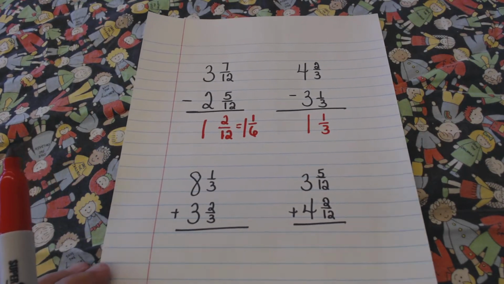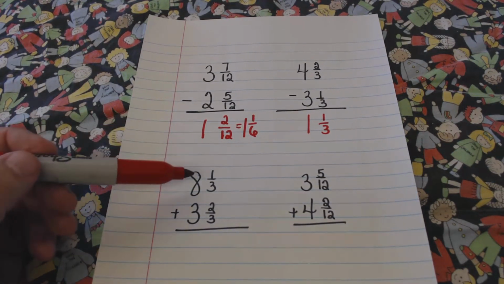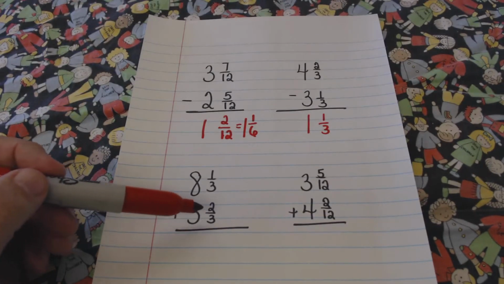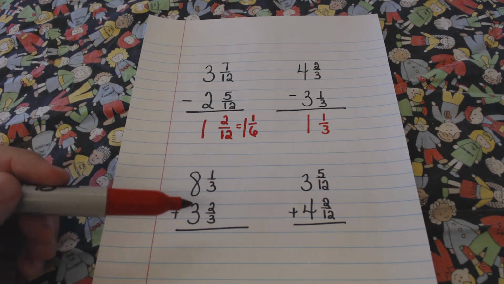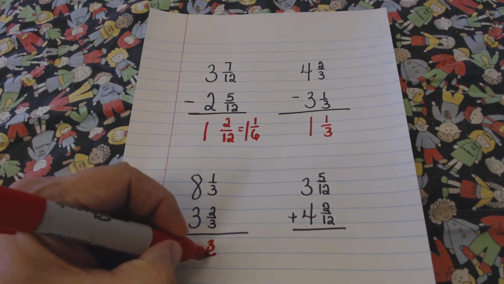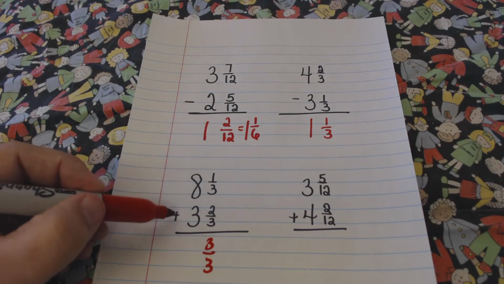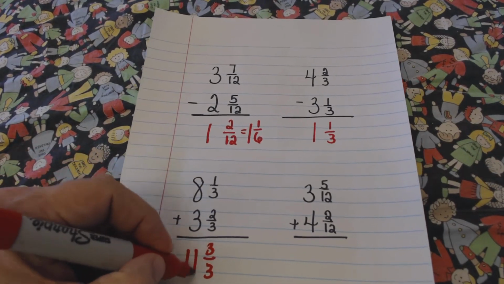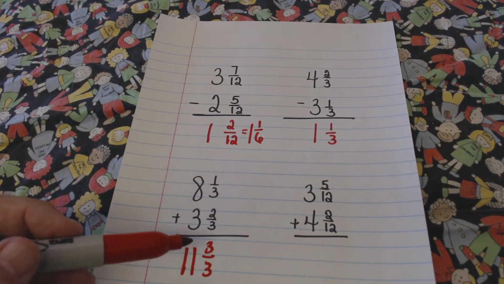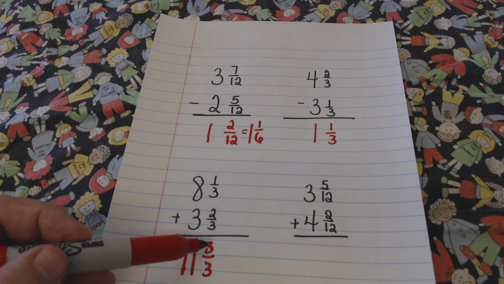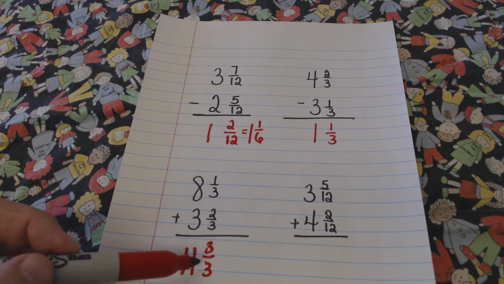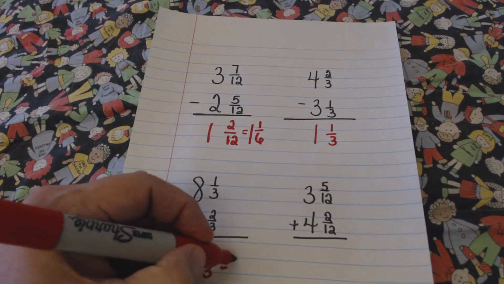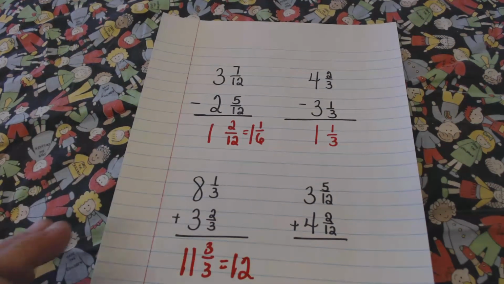We add fractions similarly. We have 8 1/3 plus 3 2/3. We start with the fractions. 1/3 plus 2/3 equals 3/3. 8 plus 3 equals 11. So this is 11 3/3. But remember, when the numerator and the denominator are the same, that is equal to 1 whole. So this would be 11 and 1, which, of course, is 12.